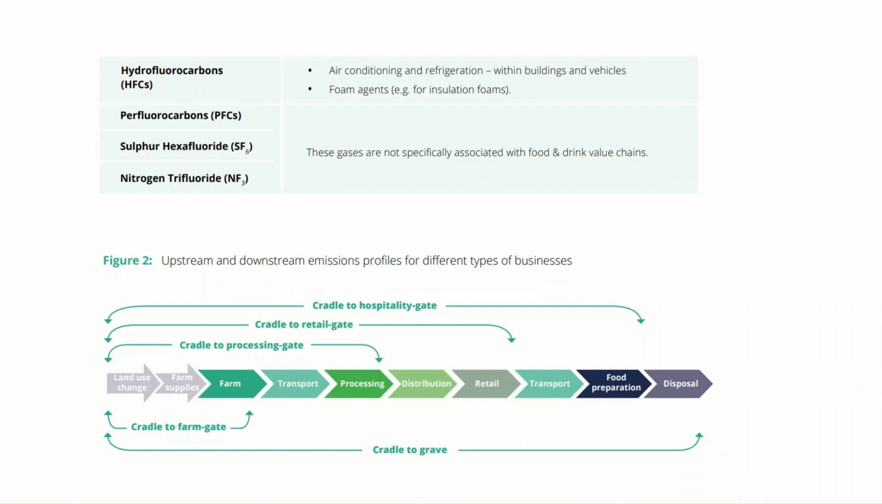Whereas for cradle to hospitality gate, if you are producing or making a food, whatever comes before the preparation of that food would come under the upstream emissions, and the disposal part of that food would come under the downstream emissions. And the same for cradle to retail. Whatever is happening before the retail would be the upstream emissions, and what is happening after the retail would be the downstream emissions. So this is how you can evaluate your downstream and upstream emissions on the basis of the kind of system boundary that you are using.